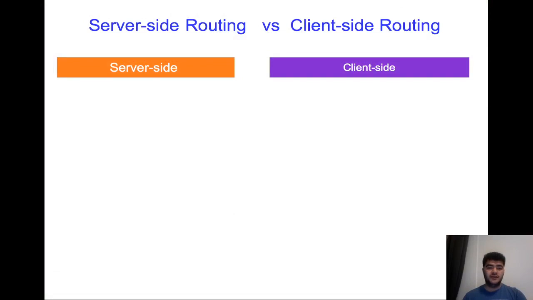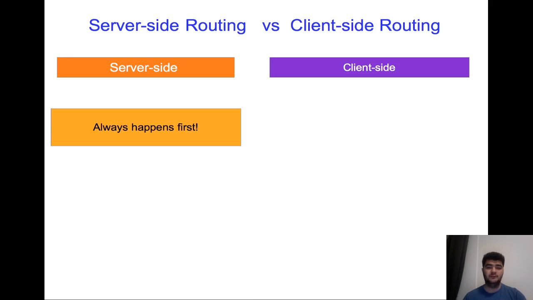Server-side routing happens when you first enter the URL in the address bar of the browser, and it always happens first. At the first time when the user enters the URL and then hits enter or clicks go, the user sends a request to the server, and the server is going to resolve that request and respond with the appropriate page. So this is happening always first.